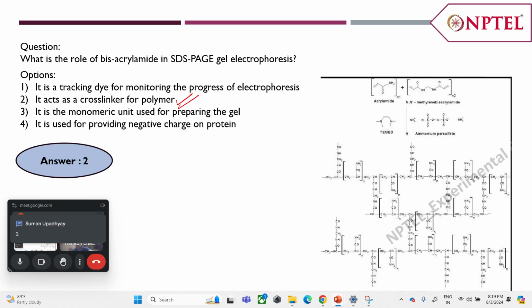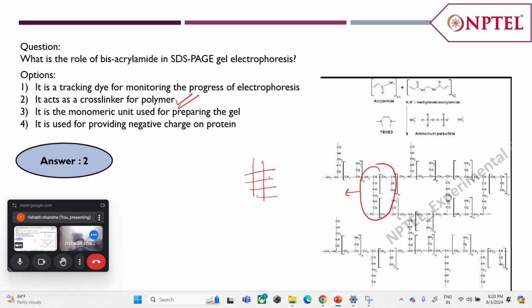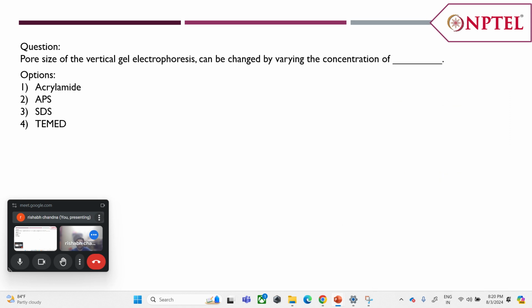Okay, so just now I explained that bisacrylamide has this moiety. This basically helps in polymerization or cross-linking between different acrylamide molecules so that it can form a mesh-like structure. Okay, so this is the role of bisacrylamide. Okay, now moving on to the next question. The pore size of a vertical gel electrophoresis can be changed by varying the concentration of acrylamide, APS, SDS, or TEMED. Can anybody answer?